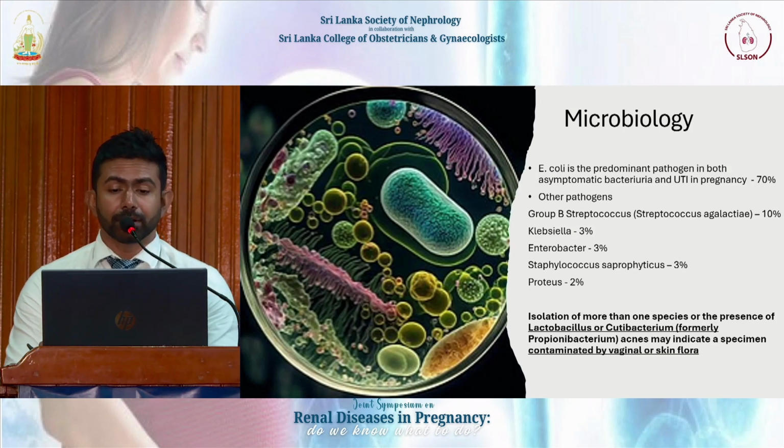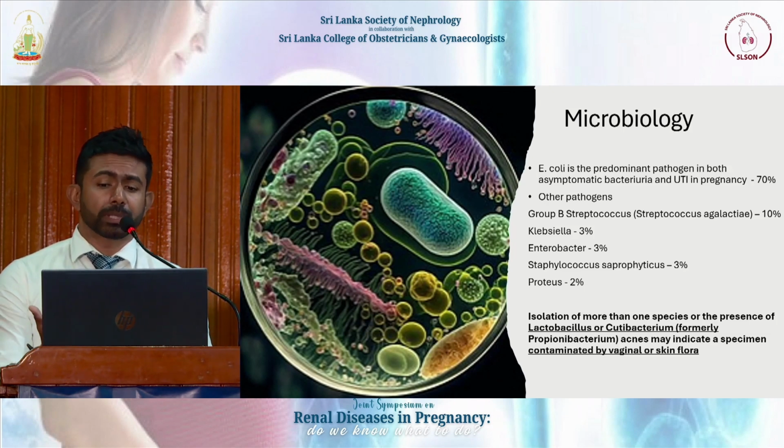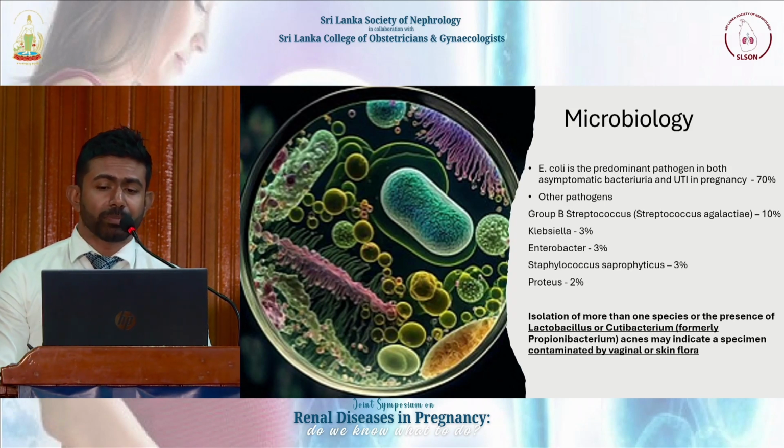But there are other pathogens, especially group B streptococcus, which is an important pathogen, not only because it causes urinary tract infection, but it can cause problems like neonatal pneumonia and neonatal sepsis. So it's a very important pathogen to identify early and treat. The other gram-negative bacilli like Klebsiella, Enterobacter, Proteus are usually common. Also Staphylococcus saprophyticus, a gram-positive coccus, can cause quite severe urinary tract infections in pregnant women. So these are the common organisms.